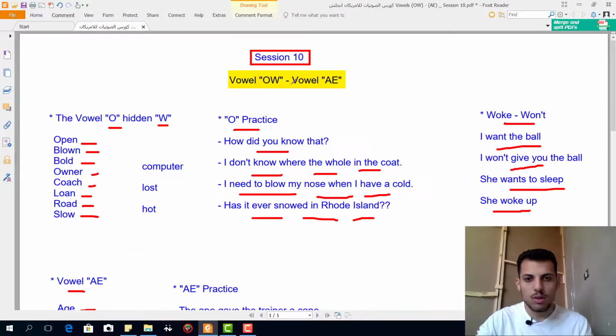So that's it. Let's wrap it up. That's it for today's session guys. So for the O, the most important thing is to focus on it in pronunciation, like couch, lawn, road, slow, lost, hot, computer.